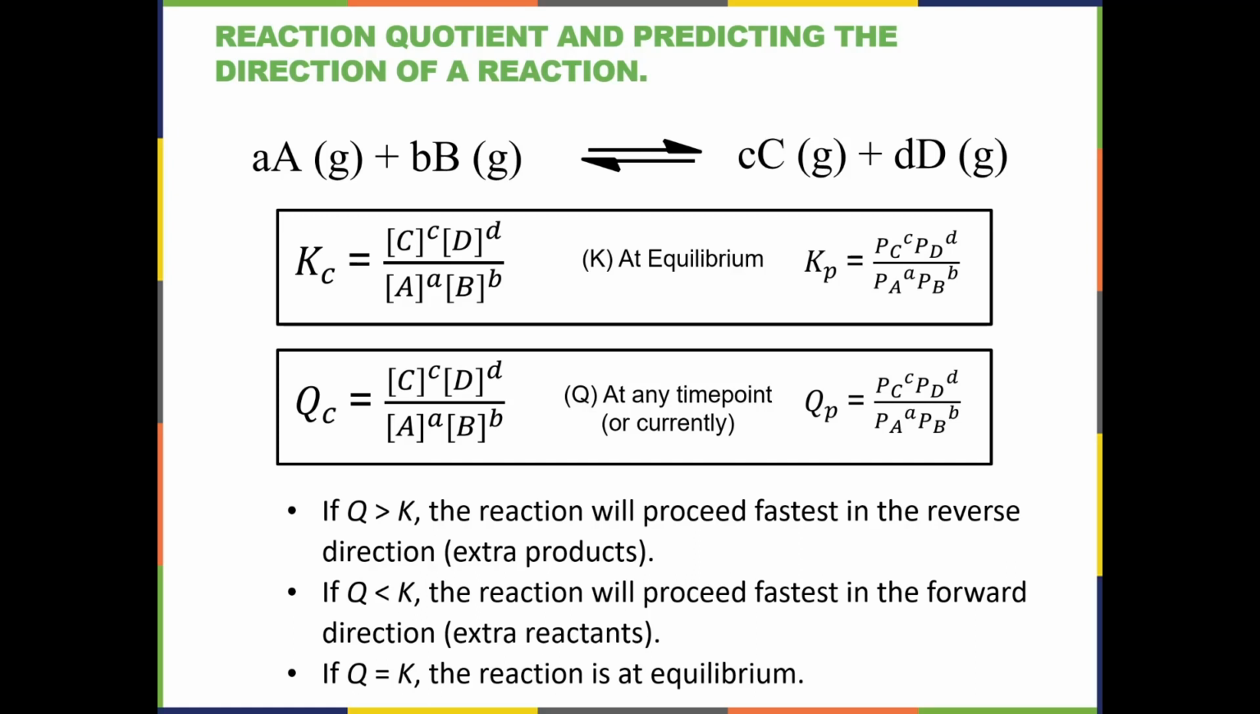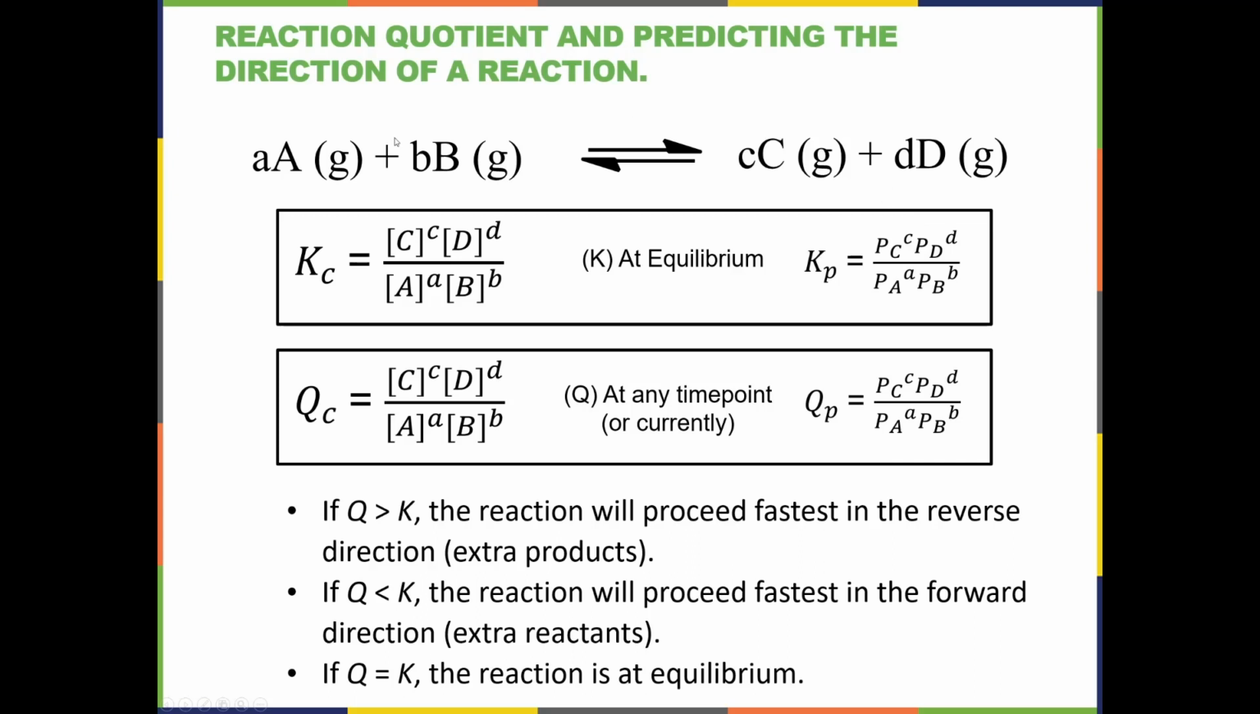So there's a couple things to note, okay? If Q is greater than K, okay, the reaction is going to proceed in the reverse direction. If Q is bigger than K, it means the numbers on the top are the bigger numbers. Said another way, we have too much products in the reaction mixture.